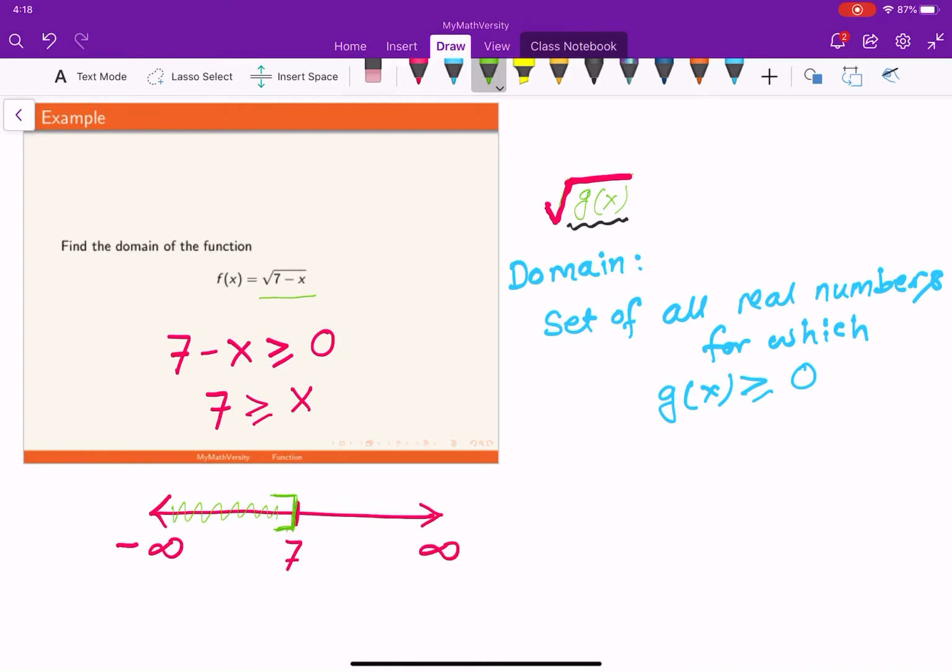So the domain of this function, square root of 7 minus x, in interval notation we can write as negative infinity to 7, and then a closed bracket over here, and a parenthesis on the other side.